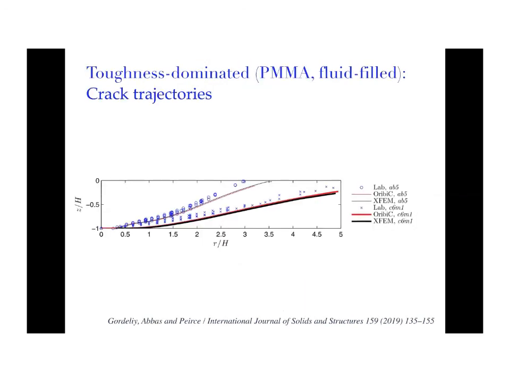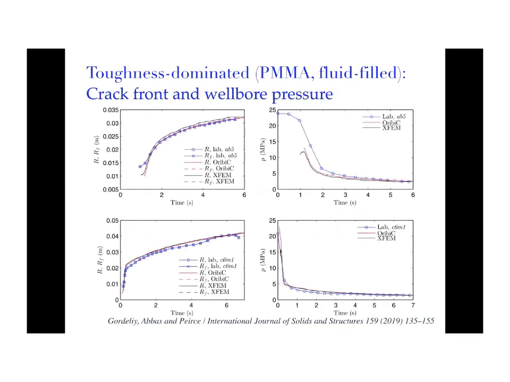And now, quickly looking at the toughness-dominated results. In this case, this is a completely fluid-filled fracture, so the fracture front is the same as the fluid front. Again, the trajectories are captured very well for 2 laboratory tests. Here we have the radius on the left column, the radius of the fracture and the fluid front. Both models capture them very well.